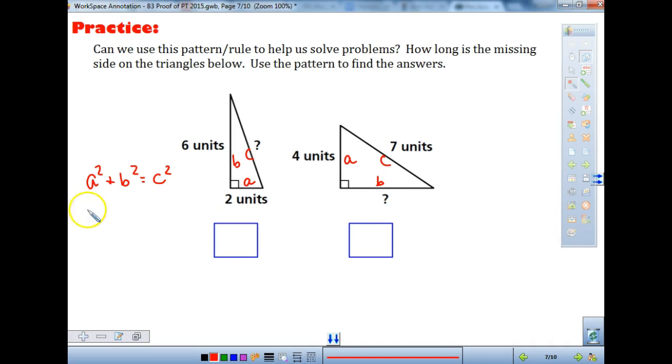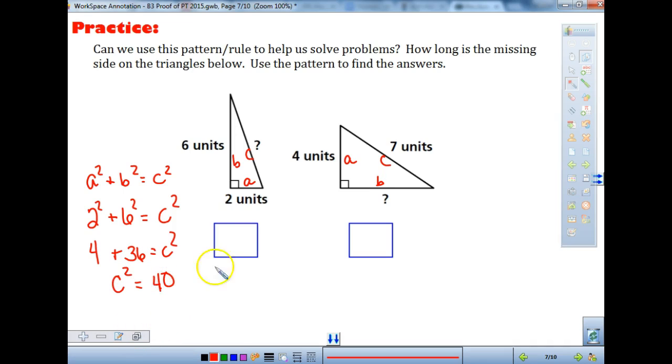Does it matter which one is A and B? No. We are then going to substitute in 2 squared plus 6 squared equals C squared. Square the numbers. You have these memorized. 4 plus 36 equals C squared. At this point, many people like to put the variable first. I do. C squared equals 40.